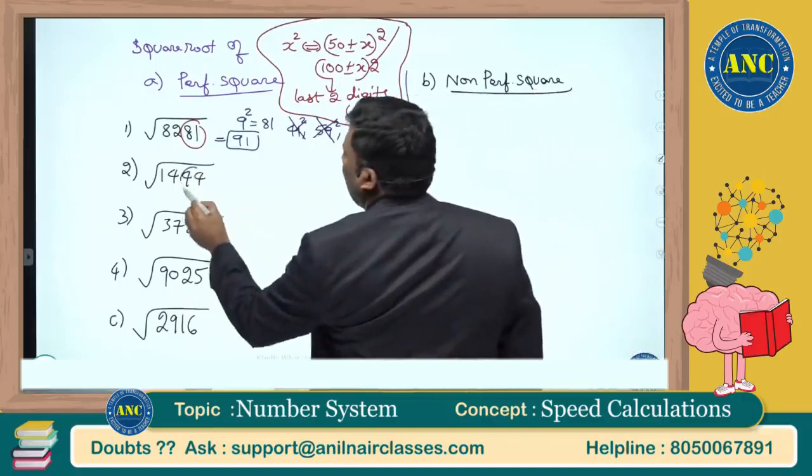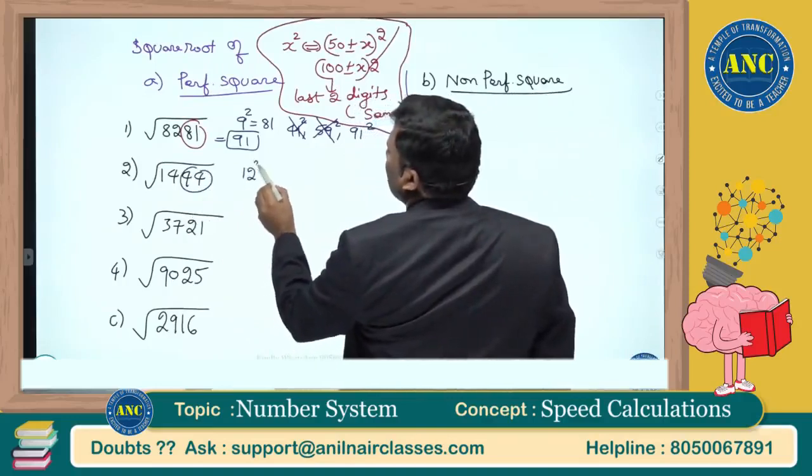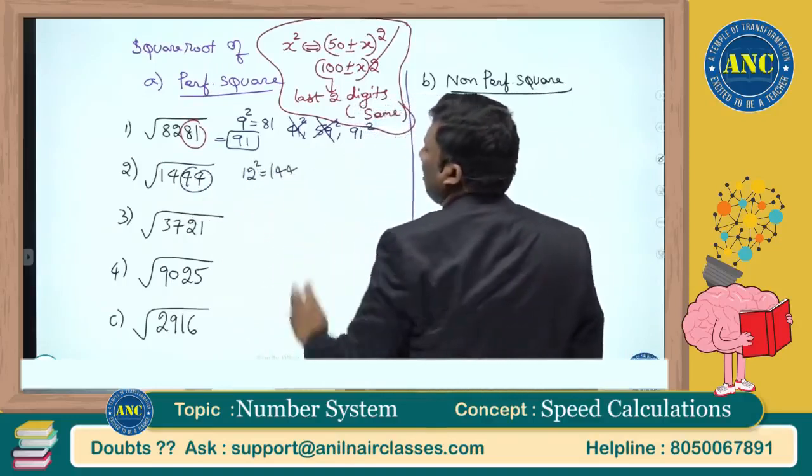1444. Only attack the last two digits. 12 square is 144.